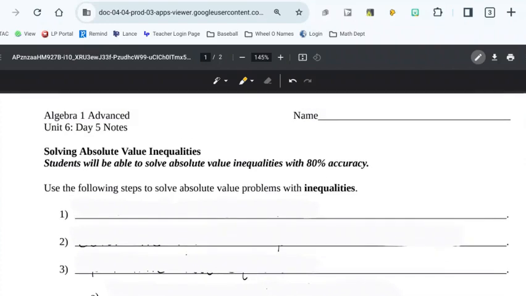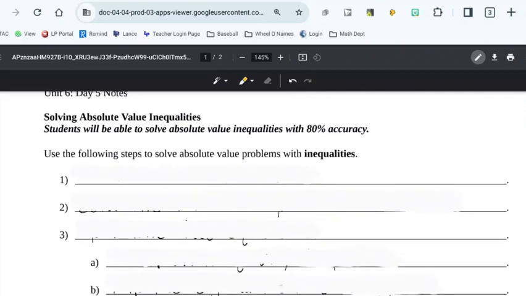Hey everyone, welcome into Unit 6, Day 5 notes. Today we're going to be solving absolute value inequalities. And our goal is that students will be able to solve absolute value inequalities with 80% accuracy.